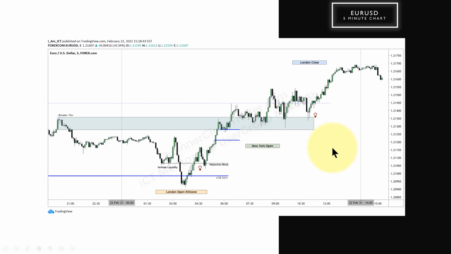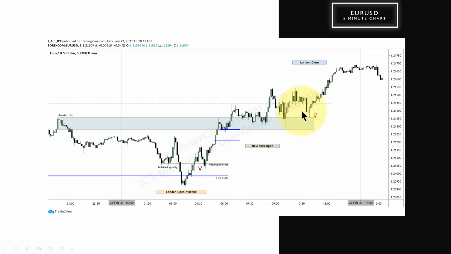Now, I want to take you back to the discussion I have been slowly working into our teachings and lectures, which is the utilization of the London close kill zone. The London close kill zone can be used to get in sync with the higher time frame price move. So you can see we had pretty much a New York setup that was consolidation, and then it only really moved until London close.